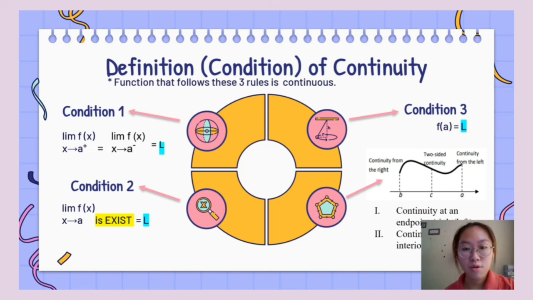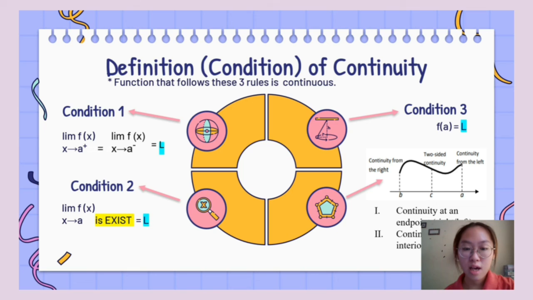Continuity at an endpoint. A function y equals f(x) is continuous at the right endpoint a of its domain if limit of function f(x), x approaches a from the right side, is equal to f(a). A function y equals f(x) is continuous at the left endpoint b of its domain if limit x approaches b from the left side is equal to f(b).